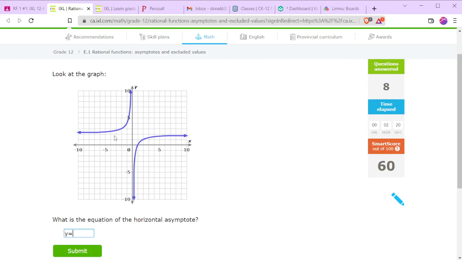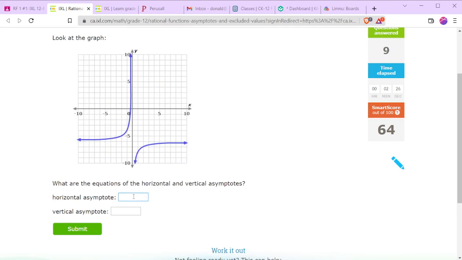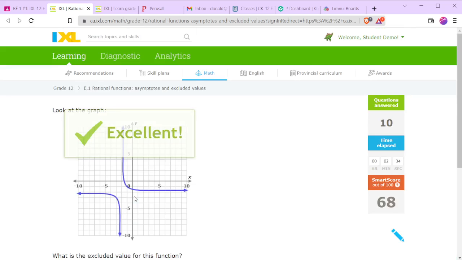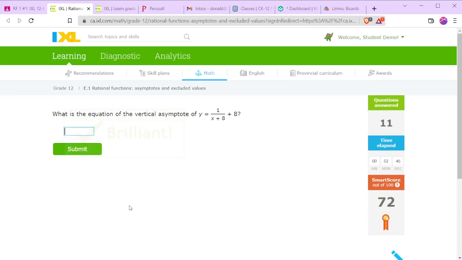Horizontal asymptote here is at y equals 2. Now the horizontal asymptote here is at y equals -6. And the vertical is at x equals 0. The excluded value, the point at which the graph will never be found, is x equals -2. Now the vertical asymptote here, the point that's excluded, is the point where we have division by 0. So if x plus 8 equals 0, then x must equal -8.